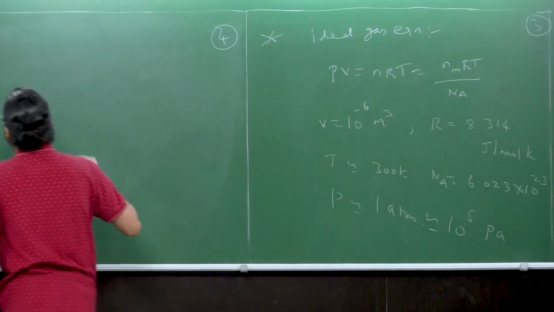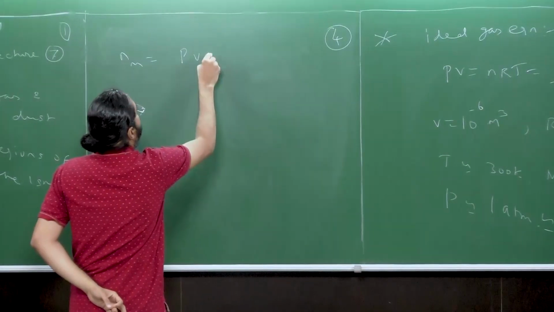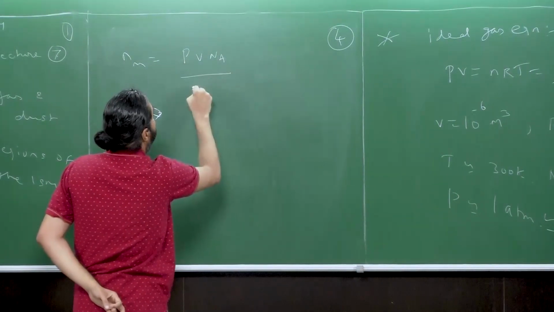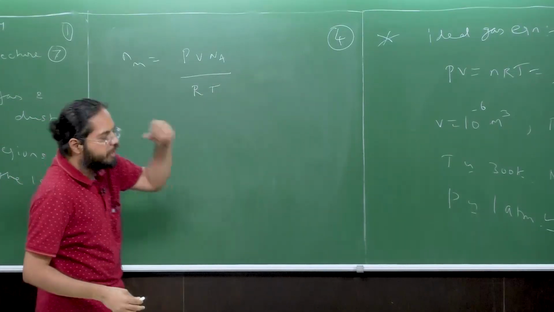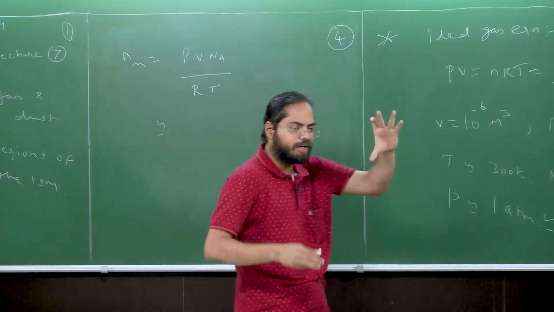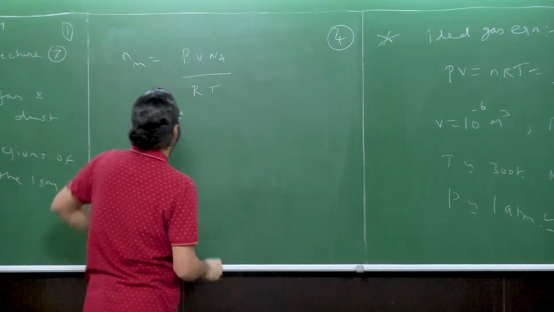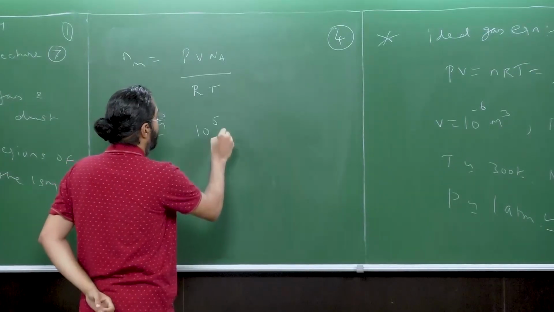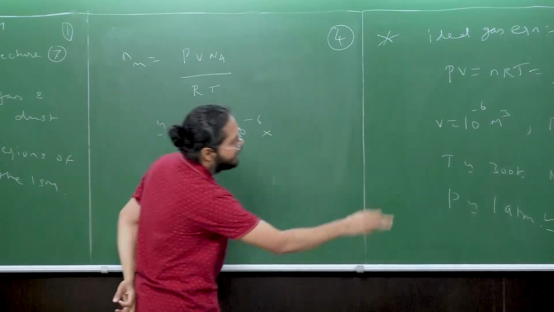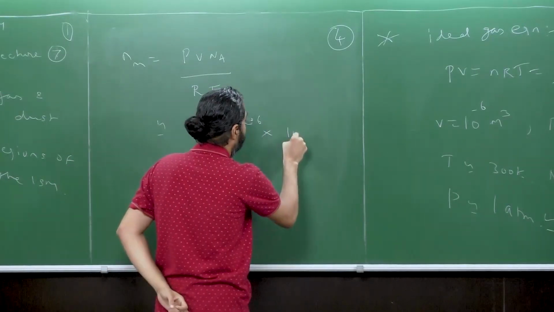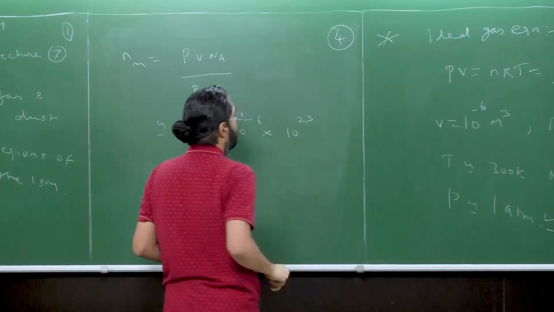So your N is given by pressure times volume times Avogadro number divided by RT, which is approximately, we need not worry about the exact prefactor. The exponent is what we majorly care about. Is going to be what? 10 to the power 5 times 10 to the power minus 6 times Avogadro. You take it to be 10 to the power 23 or 10 to the 24, 10 to the power 23.